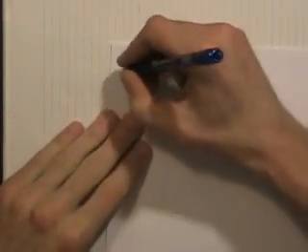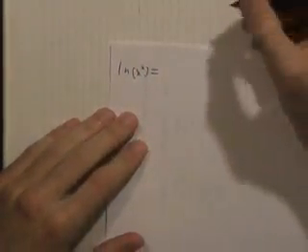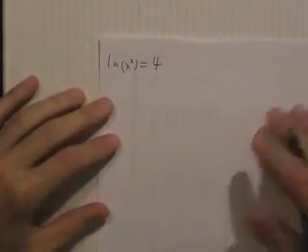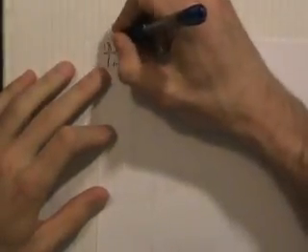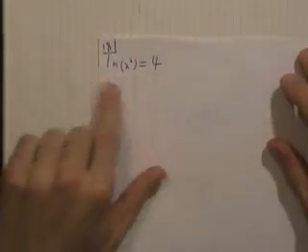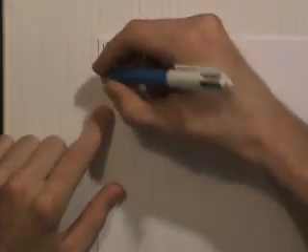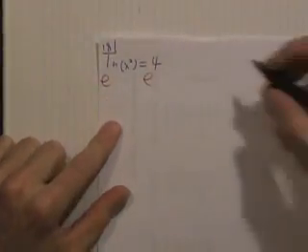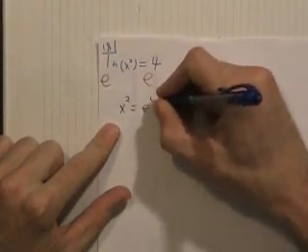And what's next on the list? 18. What is 18? ln of x squared equals 4. Alright, two ways of going about this. I will do both ways. The first is to get rid of the natural log by exponentiating with e on both sides. So I do e to this side equals e to the 4th. And what you wind up with there is x squared equals e to the 4th.